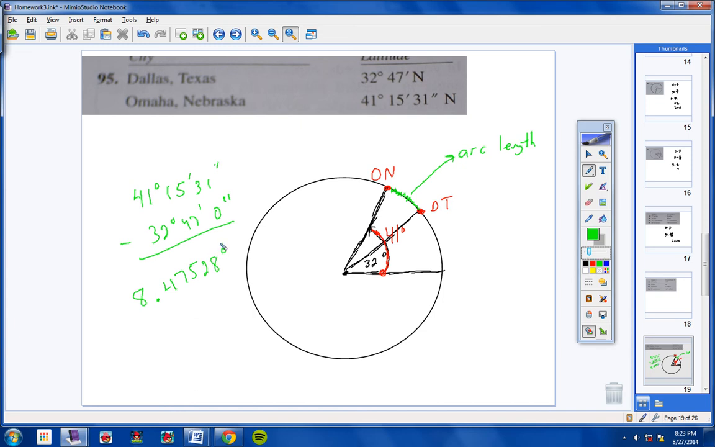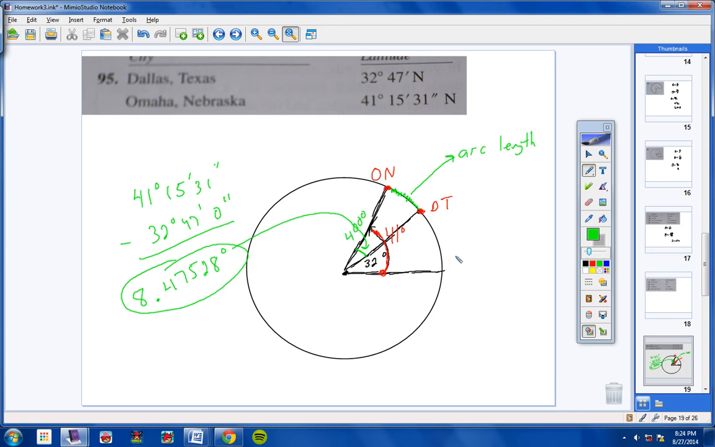8.4752 degrees. So now we know this teensy tiny angle right here with that dot, cute little angle, is, draw an arrow to it, boom. So the central angle is about 8.5 degrees. So now if I know the angle, guys, and I know the radius is what? The radius is 4,000. I can find the arc length.